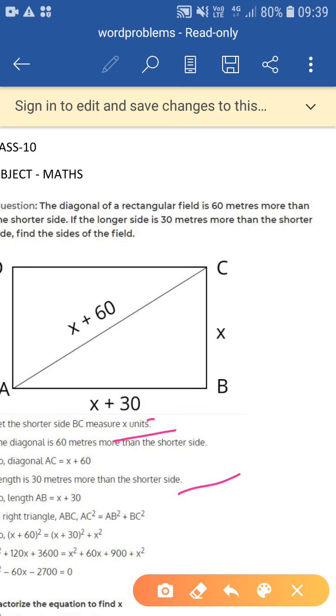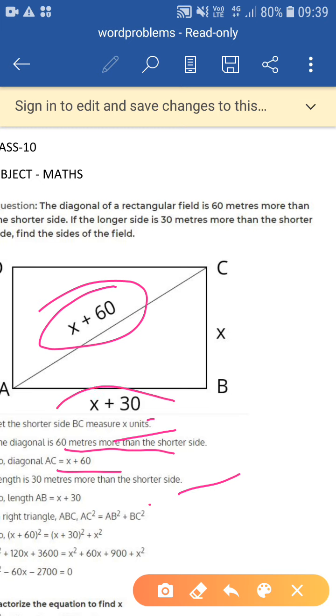The diagonal is 60 meters more than the shorter side. The shorter side is x, so 60 meters more means x plus 60. Here the diagonal will be x plus 60, and the longer side is 30 meters more than the shorter side, so it is x plus 30 meters. So here the length is x plus 30.